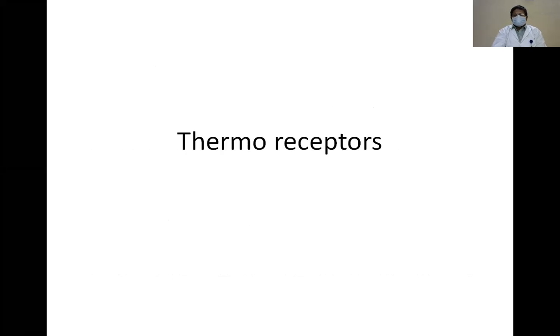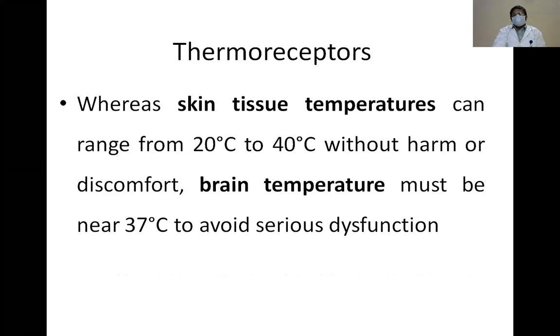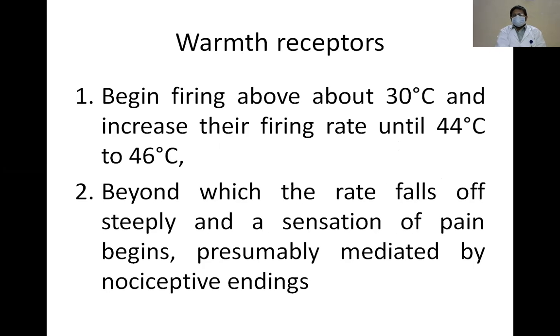The thermoreceptors. There are separate thermoreceptors to detect both warm and cold. The skin can tolerate temperatures ranging from 20 degrees to 40 degrees without dysfunction or harm. But when it comes to the brain, the optimal function of the brain occurs at 37 degrees, the body temperature.